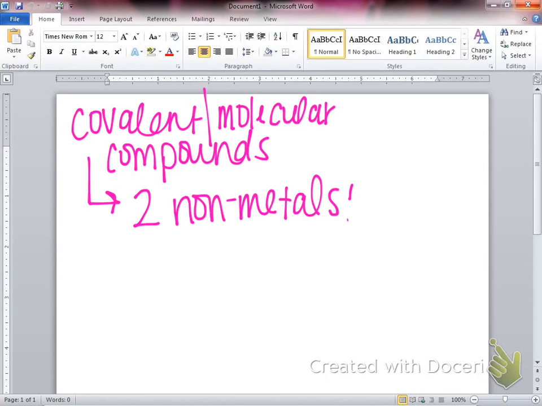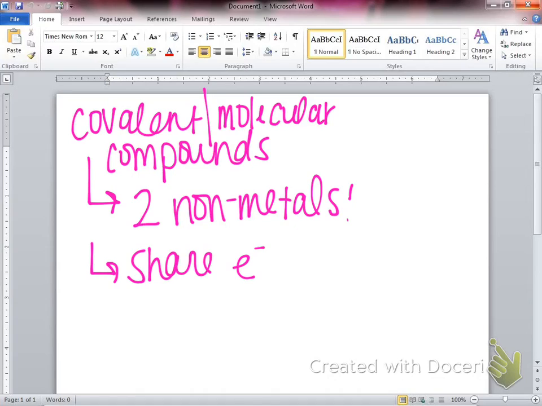Okay, so these are a little simpler to name than ionic compounds are. But these are two nonmetals. So what happens in these two nonmetals is that they share electrons. They share their electrons. They don't give them up. They don't transfer them like ionic compounds do. Again, we'll cover that bonding, ionic and covalent bonds in Chapter 6, which we'll do next semester. But that's what happens in a covalent compound and a covalent bond, is that they share their electrons.